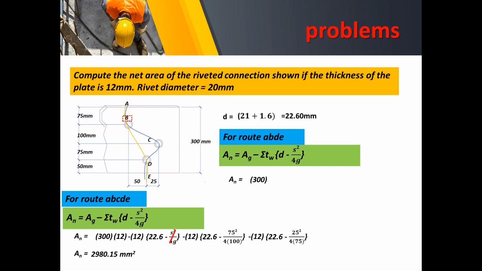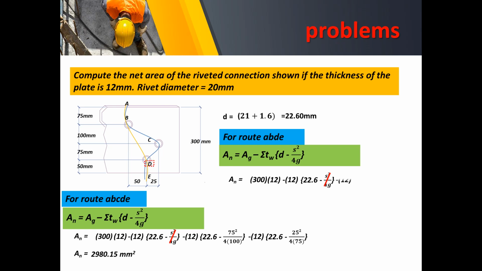We write the AG, as usual, 300 by 12 minus the thickness times D prime. So this is the thickness. For the D prime, we take note that there will be no pitch yet here, okay, because there is no diagonal distance yet, or horizontal distance from A coming from B. So next we proceed to bolt D. Okay, so this is bolt D.